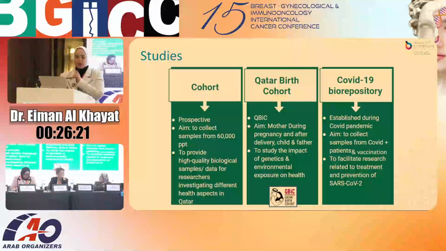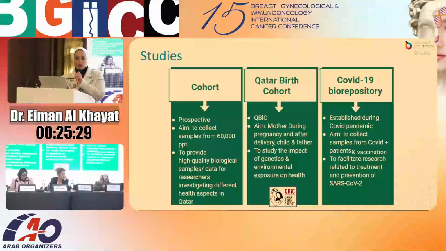Now I will speak about our study. We have a multi-nested study in our QBB and other studies also included. All of them have IRB approval from our scientific team. We have the cohort study, Qatar birth cohort, COVID-19, and others like diabetes and stroke. For the cohort study, our aim is to collect samples and data from the Qatari population and long-term residents. Our aim is to reach 60,000 participants. Now we have reached more than 30,000 participants.